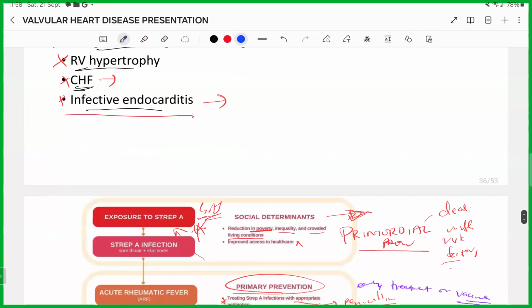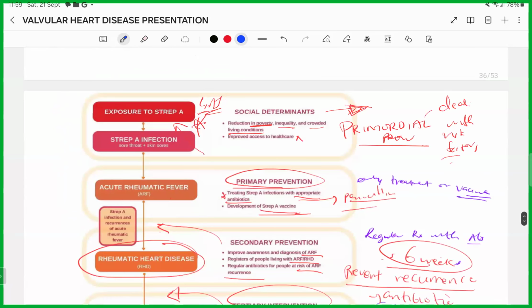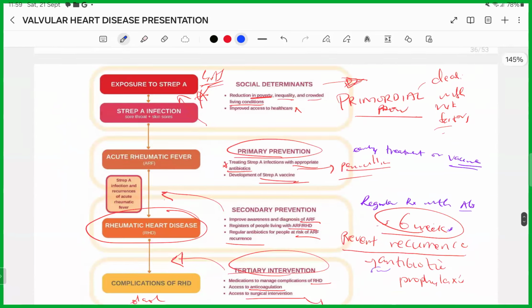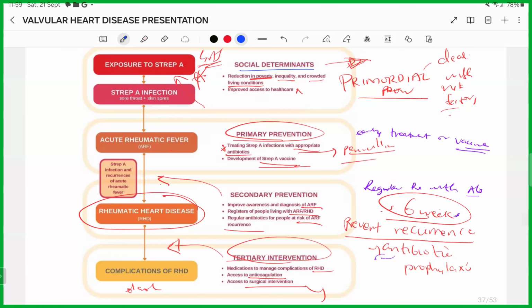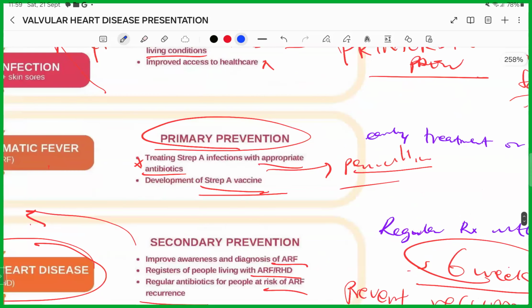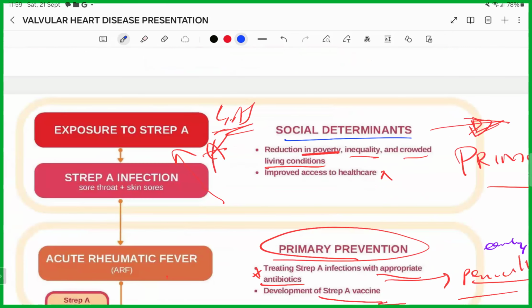So how is this managed or prevented? I just took a schema from ComHealth. Again, excuse this handwriting here. So you have levels. In ComHealth, you talk about different levels of prevention: primordial, primary, secondary, tertiary. In primordial, you're dealing with risk factors. You're trying to ensure that people don't even get exposed in the first place. So you're dealing with risk factors such as poverty, inequality, living in crowded conditions, and such things. So you prevent people from being exposed in the first place.